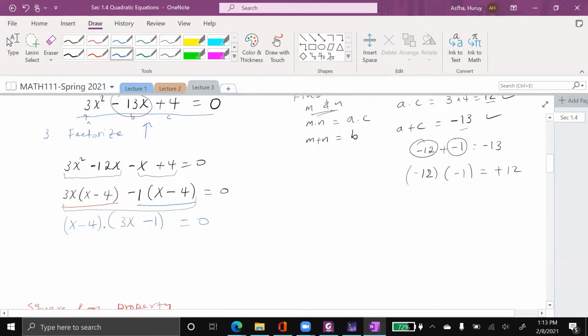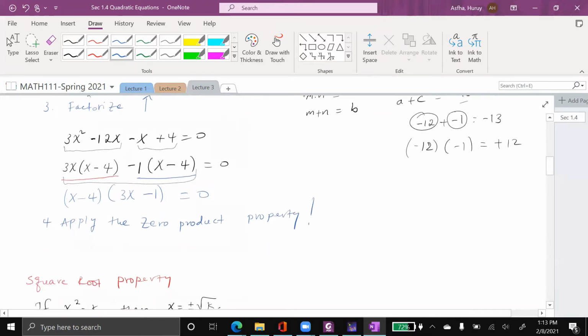Now, this is the point where we apply the zero product property, right? So we apply the zero product property. And how do we apply it? Well, I have now this number times this number equals 0. You remember, when you have m times n equals 0, either m is 0 or n is 0 or both are 0, okay? And we do the same thing.